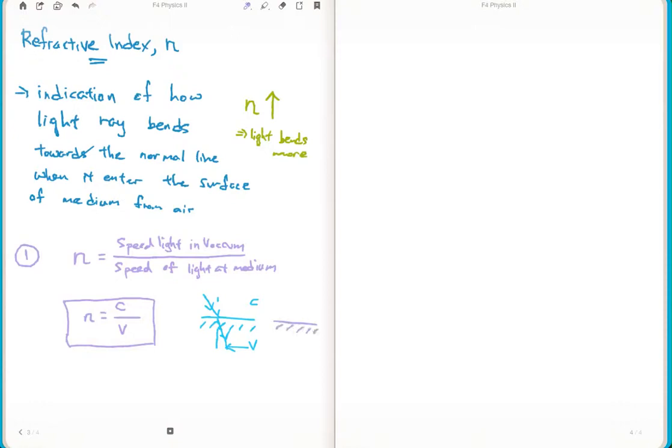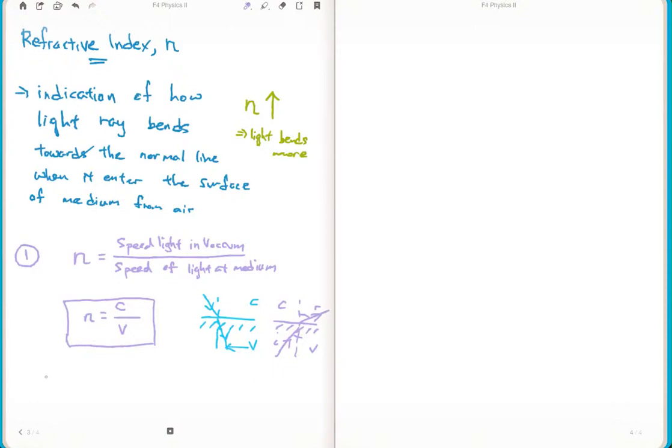Now the light enters here, then goes further apart, so the angle is different. This is the incident ray, this is the refracted ray. All you need to do is the same. This is c, this is v. It doesn't really matter where it travels, as long as you use the speed in vacuum divided by the speed in that particular medium, whether the light travels from the glass out or from the air into the glass.